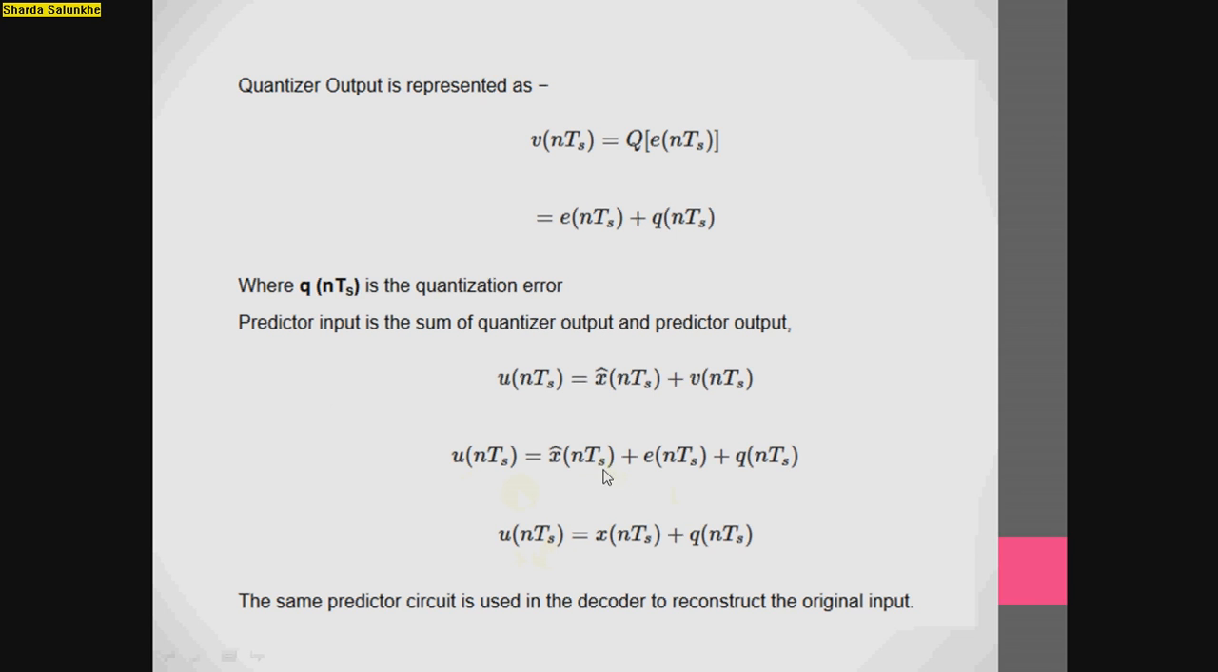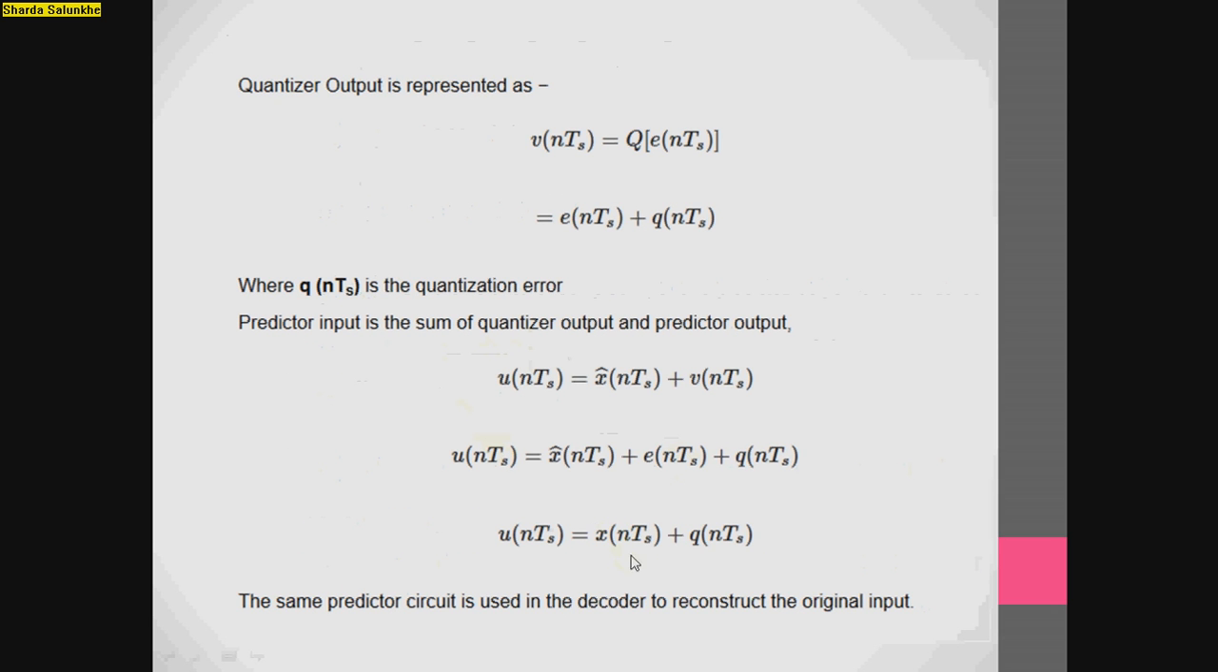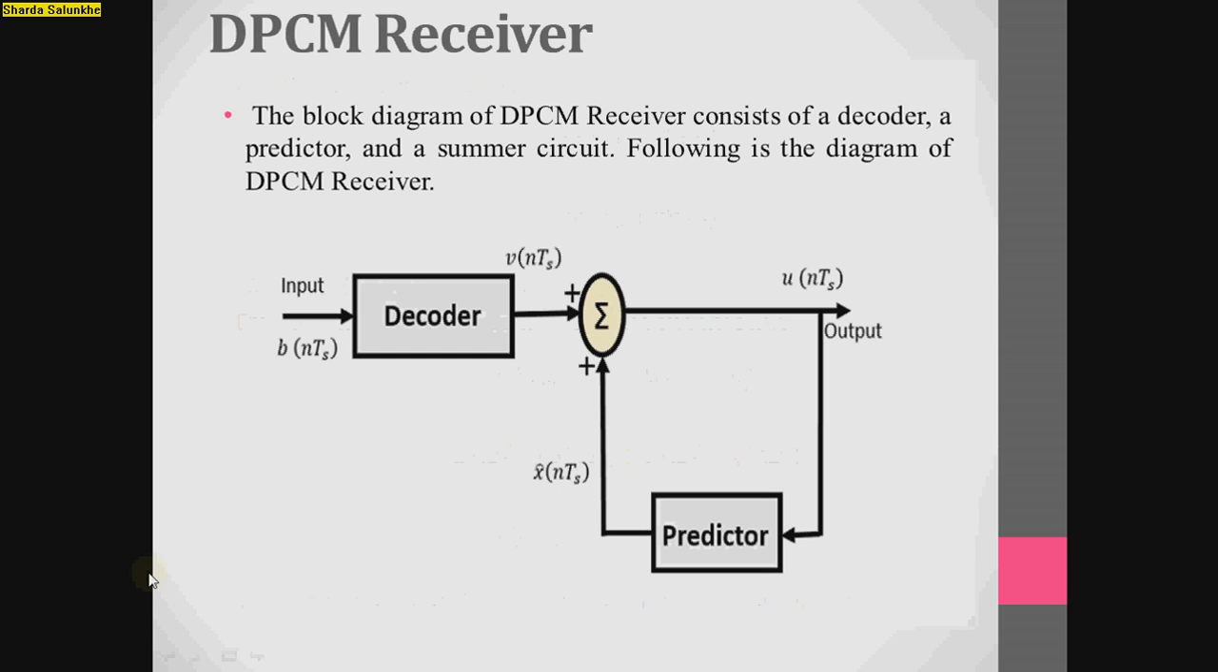So V of nTs is nothing but Q of nTs as it is, but X cap of nTs plus E of nTs is nothing but X of nTs. And the same predictor circuit is used in the decoder to reconstruct the original output. So the same predictor circuit can be used.